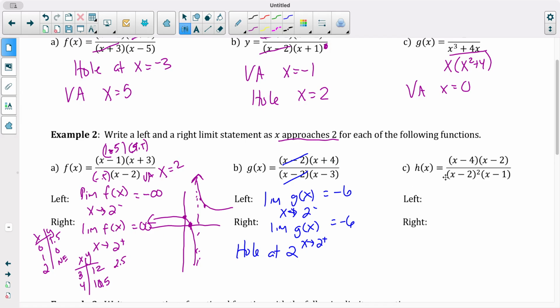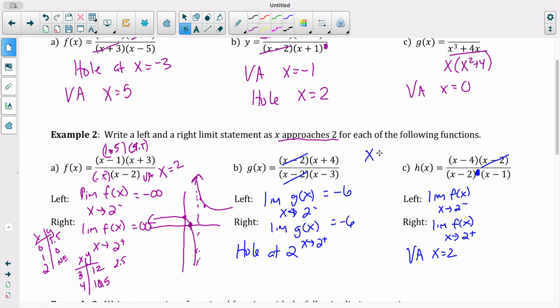Okay, so this one, because it is bottom heavy, this is what we talked about, that cancels. One of those cancels, and that means I don't have a hole, I have a vertical asymptote at x equals 2, specifically because there's one left in the bottom to deal with. Since this is a vertical asymptote, I'm going to have to check whether it goes to positive or negative infinity on each side. All we're doing is chucking some numbers in to see what it's going to be.